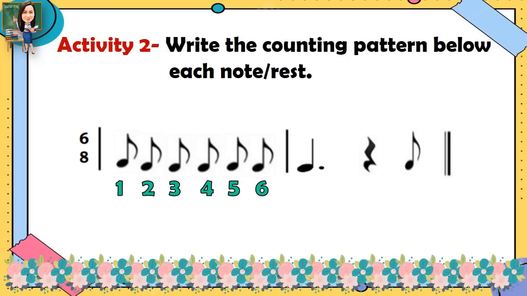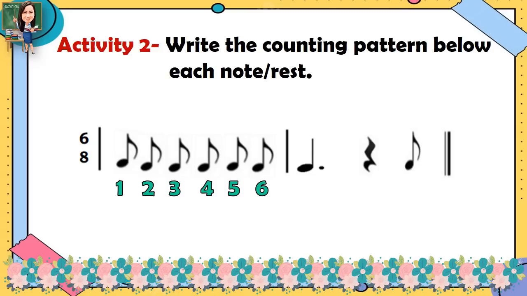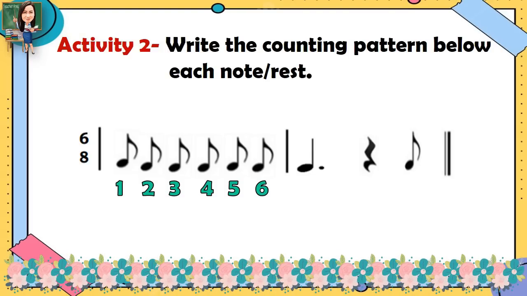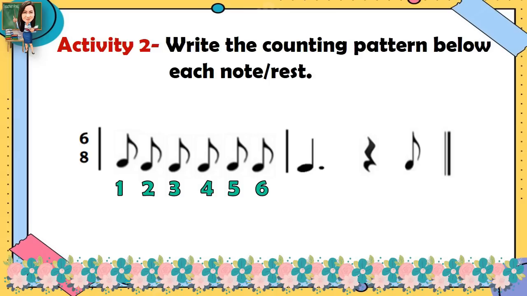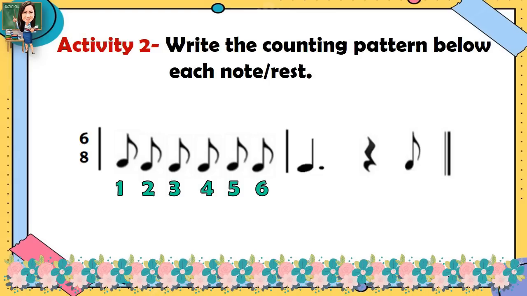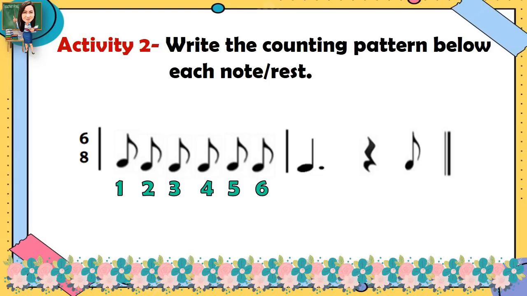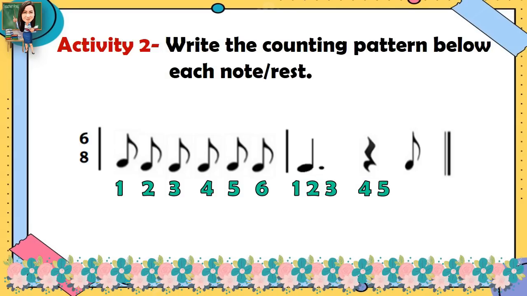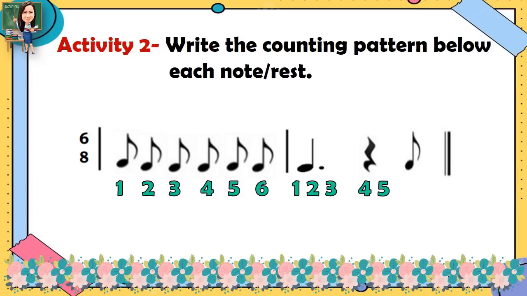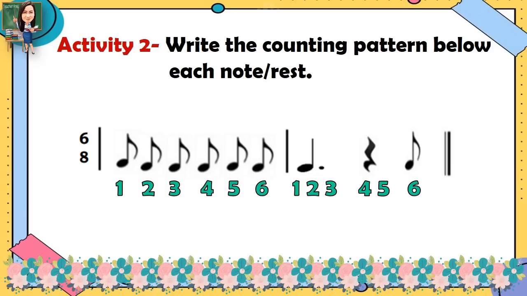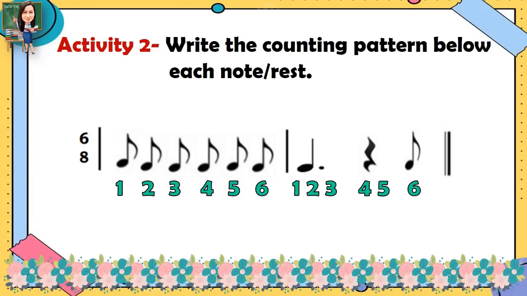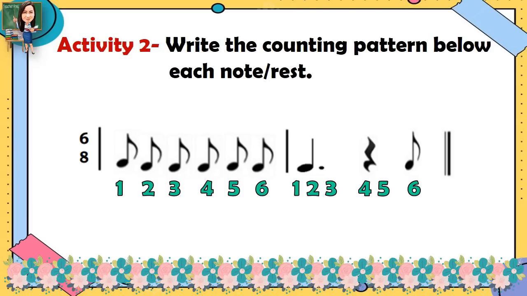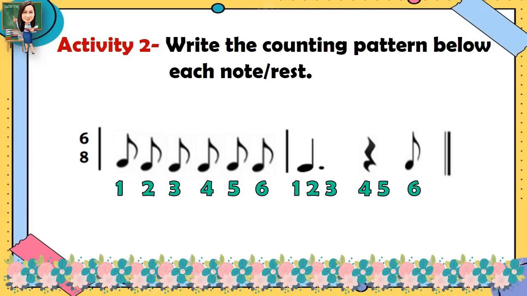In the second measure, the first note is a dotted quarter note. A dotted quarter note in 6/8 time signature has 2 beats plus the dot is 1 beat. So therefore, 2 plus 1 equals 3. So this is 1, 2, 3. And the quarter note, so this is 4, 5. And an eighth note has 1 beat. This is 6. So let's count. 1, 2, 3, 4, 5, 6.